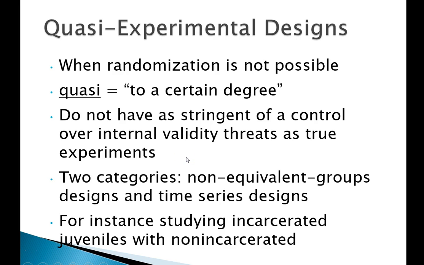So in this type of experiment, you have two categories, and your groups are not going to be equivalent. You remember when we talked earlier about the type 1 error? This is not going to be present in a quasi-experimental design because both of your groups are different. So if you're studying incarcerated and non-incarcerated juveniles, you would have to put them into those groups. So therefore, it's quasi-experimental.